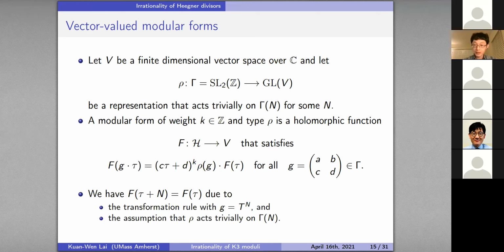Due to our assumption on the representation, you can also verify this simple equation: it's periodic with period n. You can verify it by the transformation rule with g substituted by translation by n, and also the fact that our representation acts trivially on a congruence subgroup. So we can use this fact to verify this equation.